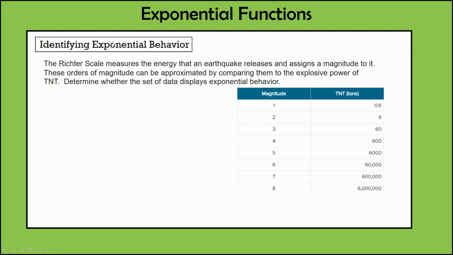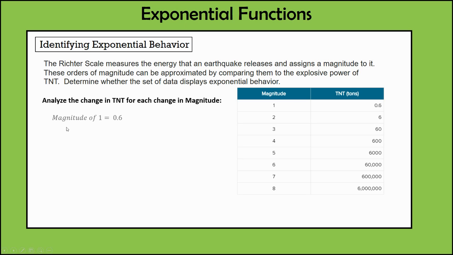Okay, now how do we identify exponential behavior? Well, here's an example of the Richter scale, and the Richter scale measures the energy released by an earthquake and assigns it a magnitude. These orders of magnitude are approximated by comparing them to the explosive power of TNT, that's dynamite. Determine if this represents exponential behavior. So what we're going to do is analyze the change in the TNT for each change in magnitude.